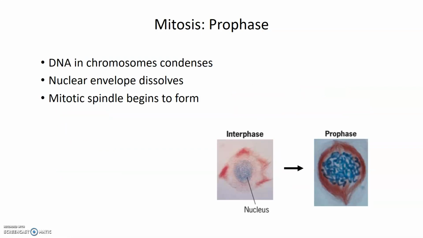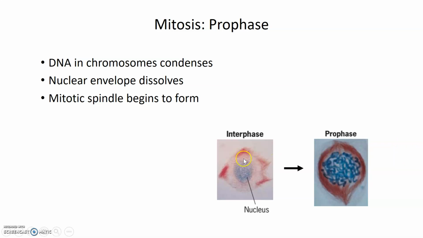So to start out in M phase, we begin with the stage called prophase. And in prophase, the DNA has to condense into chromosomes. And so you can see here in this cell, in interphase, the DNA is in blue, and it's really loose and stringy and spread out within the nucleus of the cell. During prophase, that DNA is condensed into the X-shaped chromosomes that we're familiar with.